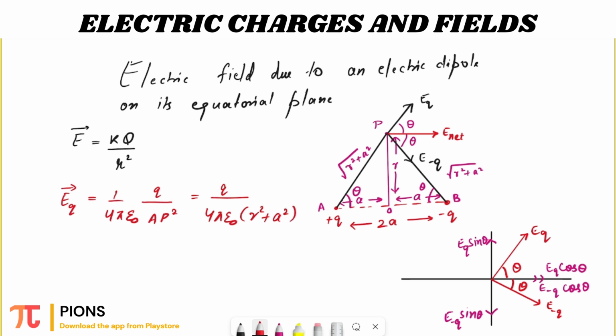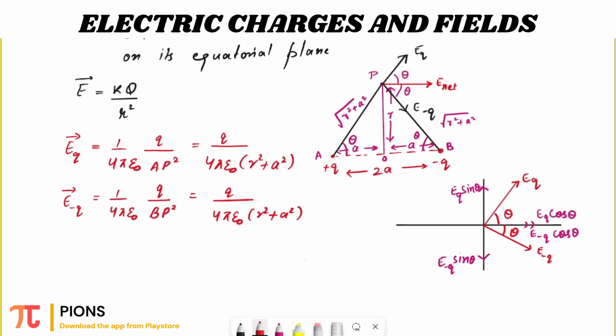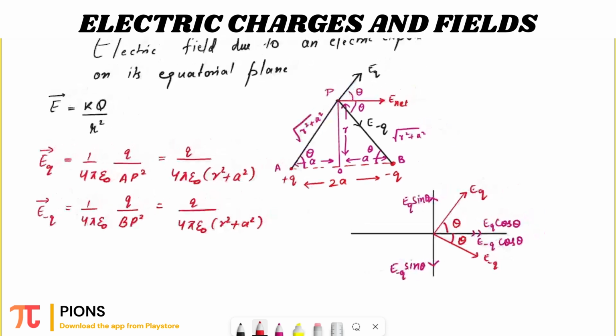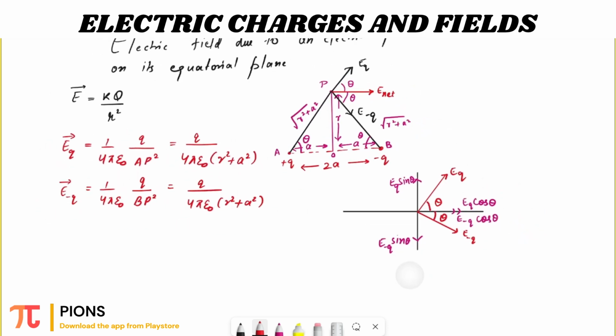EQ. Okay. Similarly, let's figure out E minus Q. So E minus Q over here will be equal to the same. We will make use of the same above formula, 1 by 4 pi epsilon naught. Again reminding you, the negative sign is not considered, so it will be Q by BP square. Exactly. So BP square. BP is again the same value, it will be Q by 4 pi epsilon naught R square plus A square. I hope this is clear. Okay, EQ is clear and E minus Q is clear. Now looking at EQ and E minus Q, we can see that both of them have the same magnitude. Yeah, both of them have the same value, Q by 4 pi epsilon naught R square plus A square.